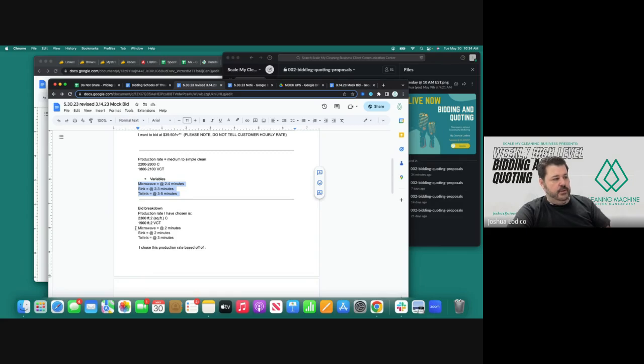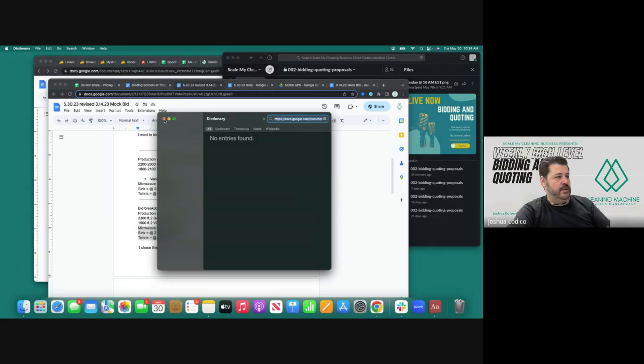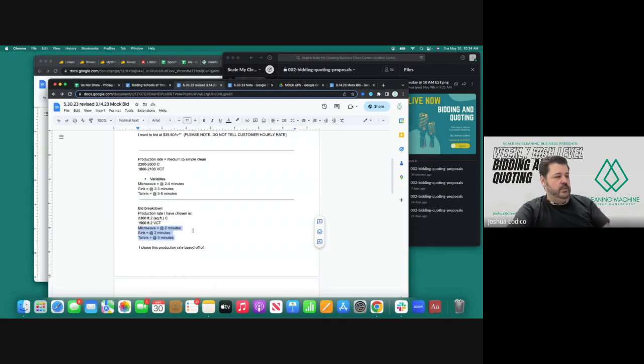In this scenario here, this is what we use. Sorry, I'm making all kinds of a mess here. This is what we used: 2 minutes for the microwave, 2 minutes for the sinks, 3 minutes for the toilets. I went on the lower end for these toilets for 2 reasons.